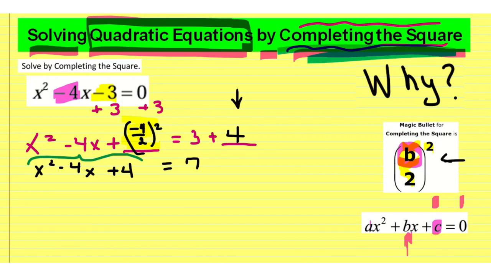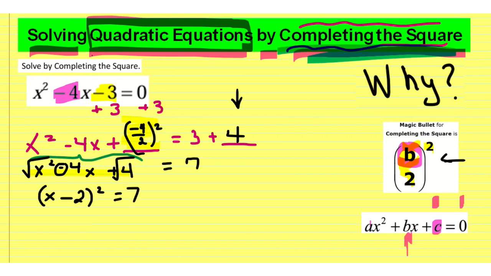Because now that this right here, x squared minus 4x plus 4, is a perfect square trinomial, that means that I can factor it according to a pattern. So what is the pattern for factoring it? Well, it's going to be x, that's the square root of x squared, and the square root of the 4. So x, and I'm going to take this sign, so x minus the square root of 4, which is 2, close my parentheses, and square it. And that is equal to 7.